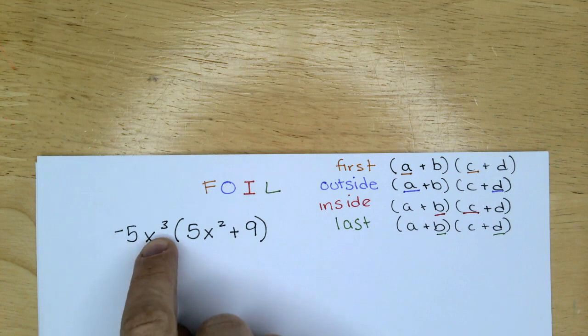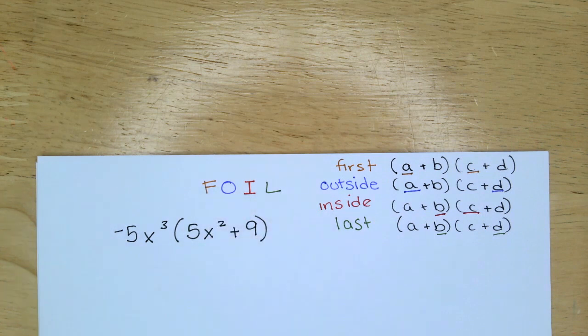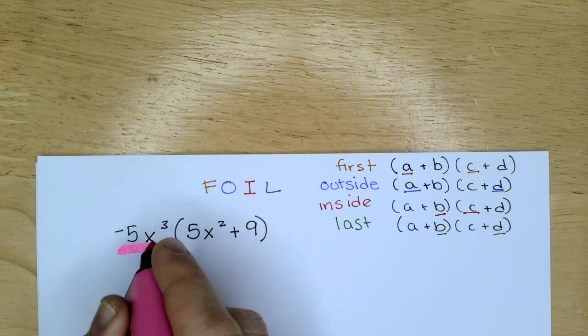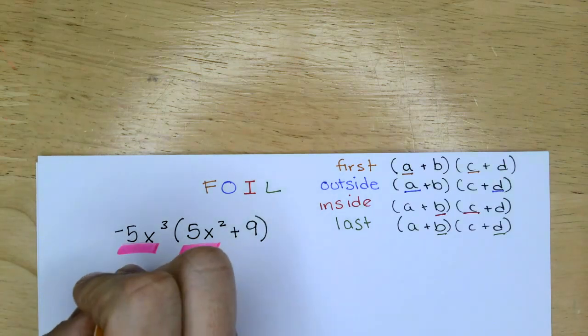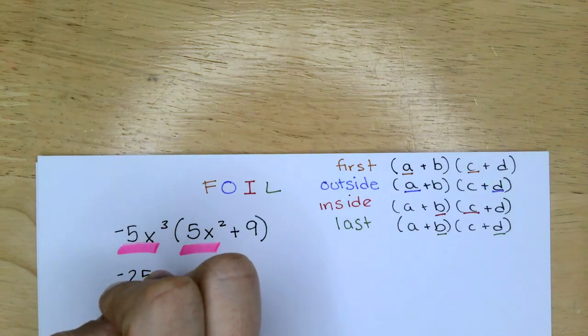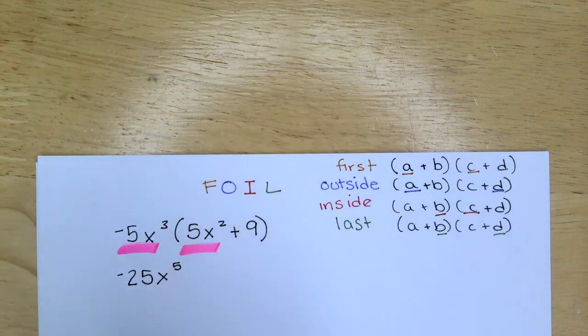So when we're distributing negative 5x to the third times the quantity 5x squared plus 9, it means we have to take that negative 5x to the third and multiply it by 5x squared. So negative 5 times 5 becomes negative 25, and then x to the third times x squared becomes x to the fifth. So those two multiplied together becomes that.